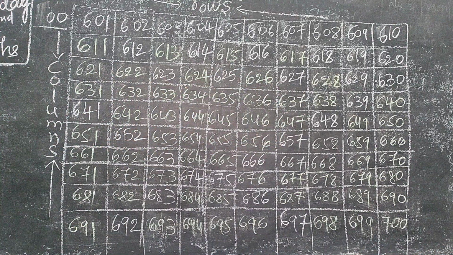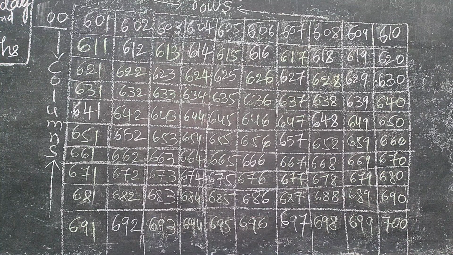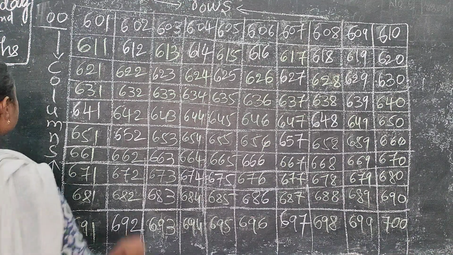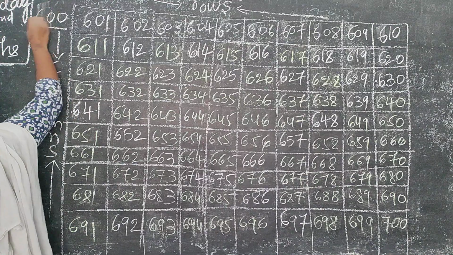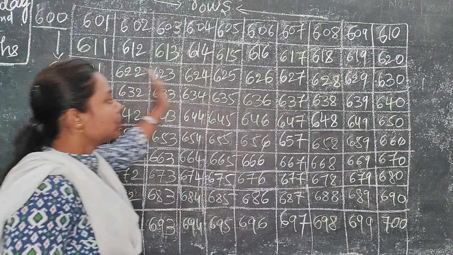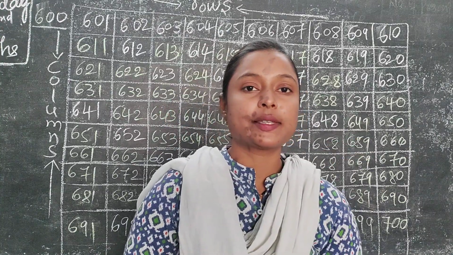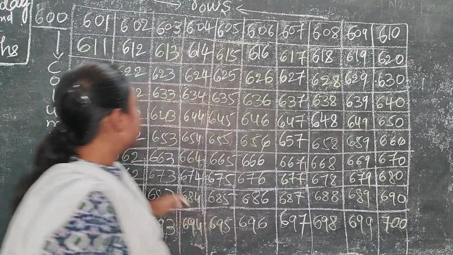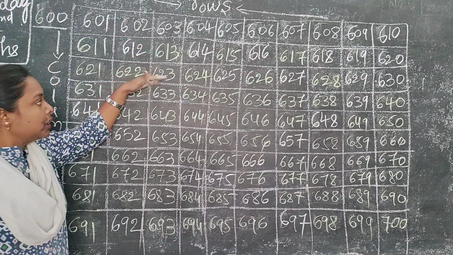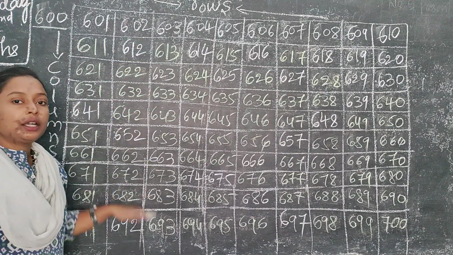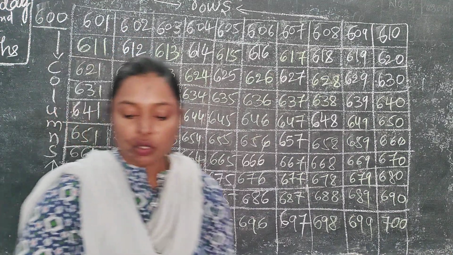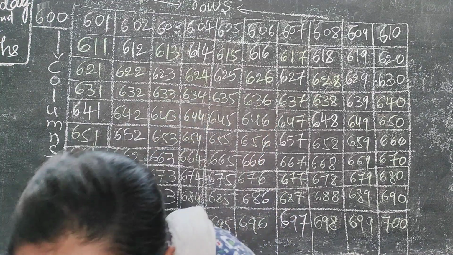The rows. Like this you have to write the missing numbers. Okay, in the rows. So in the rows it will increase by 1. The numbers will increase by 1, 1. And in the columns they will increase by 10, 10. Okay, so like this till 700 we wrote here.